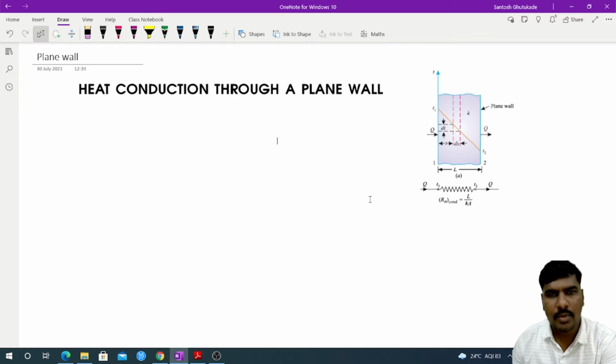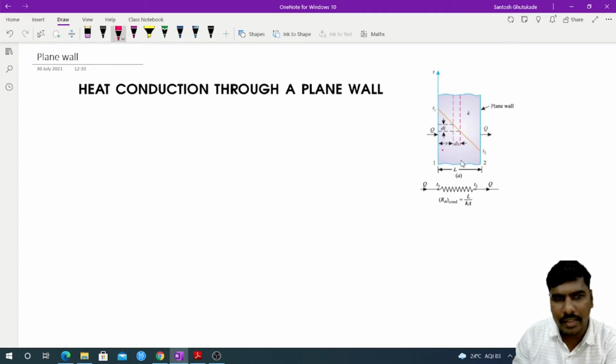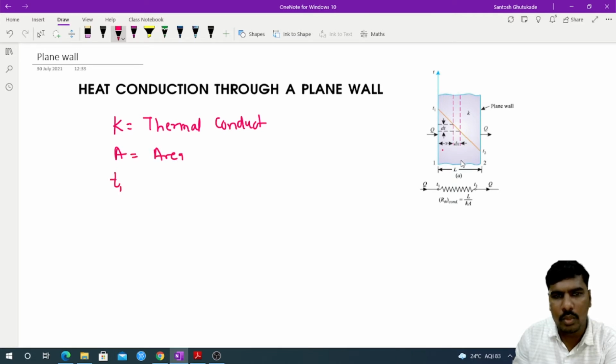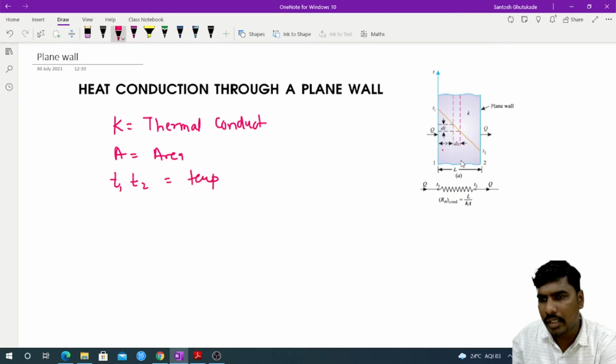So in the last lecture we have seen the generalized heat conduction equation in Cartesian coordinate. Now we will see the heat conduction through a plane wall. So here we are assuming that there is a plane wall, where K is the thermal conductivity of that wall, A is the area of the wall, and T1 and T2 are the temperatures of the wall. So look at this figure.